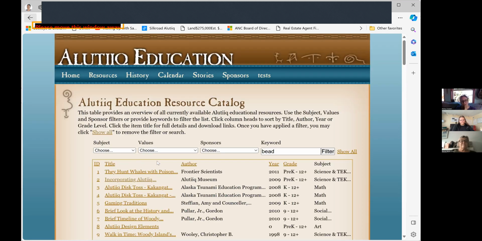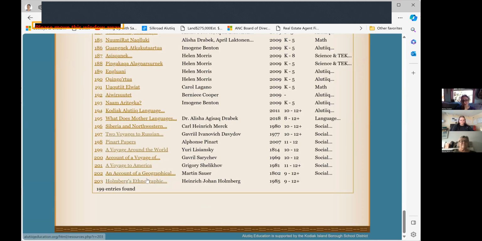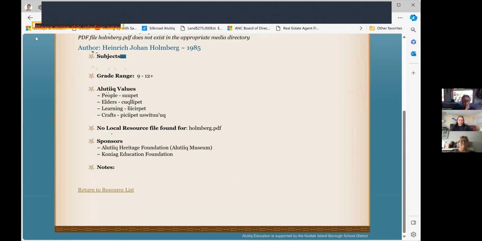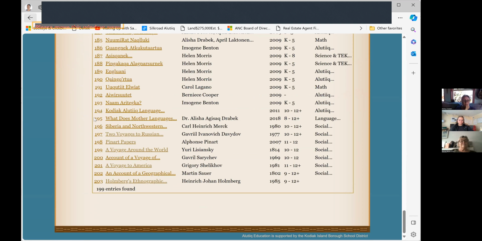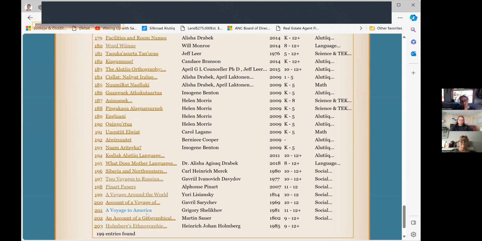Yeah, so you could see it can function as a bibliography. These books are like a bibliography. And whoever put those in also identified which values maybe were represented.